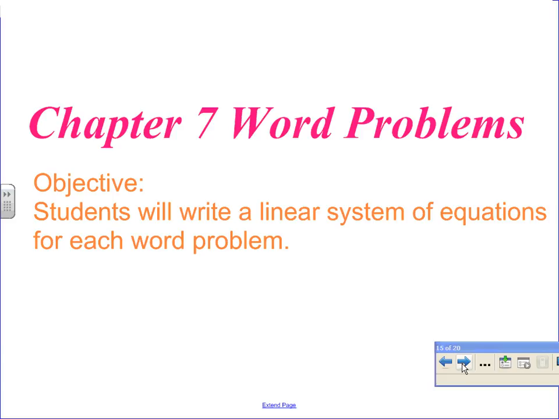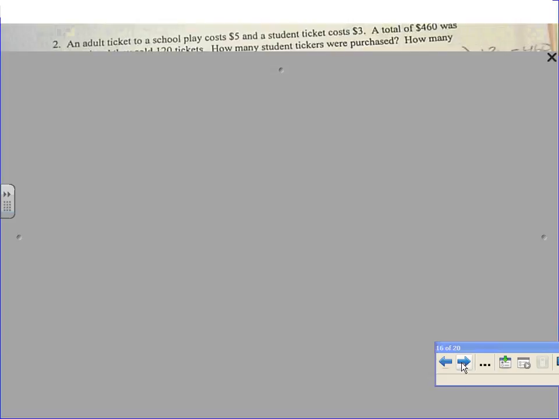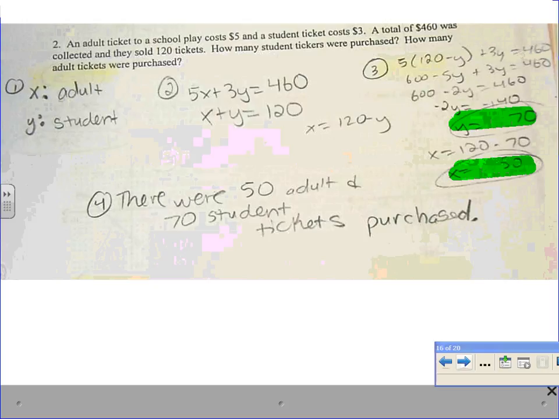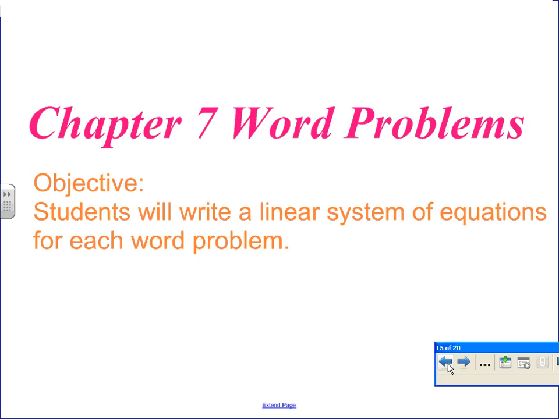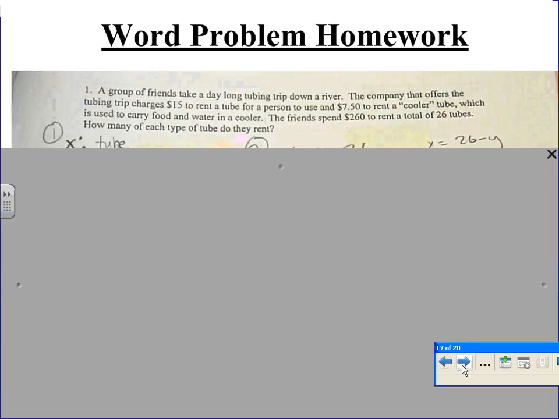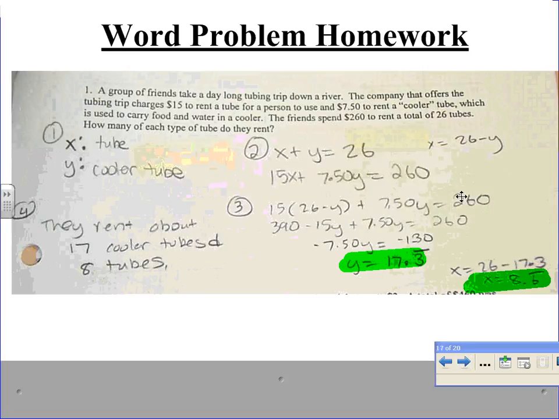Okay, just tell me your ordered pair. You don't need to go through all that. Yep. Good job. So not number 2. Okay, number 1. X is 8.6 repeating, and Y is 17.3 repeating. X was tube, Y was polar tube.